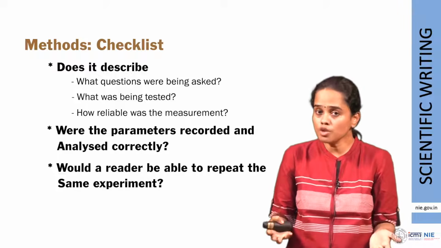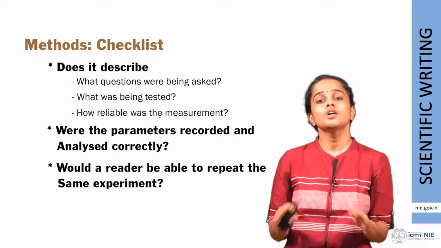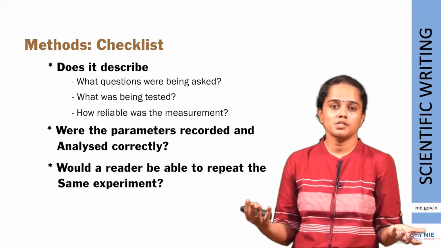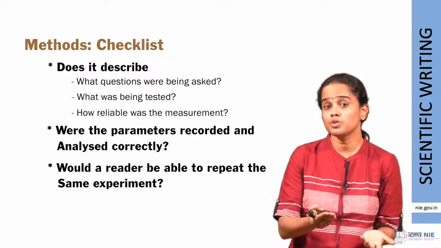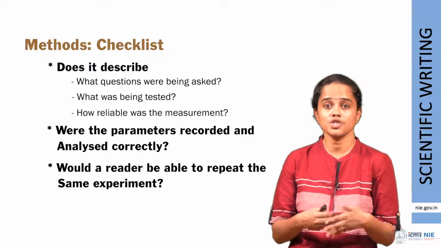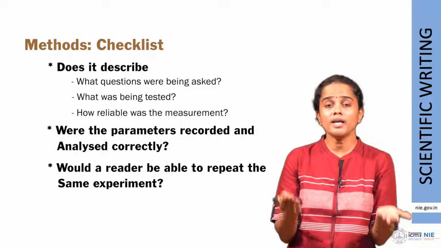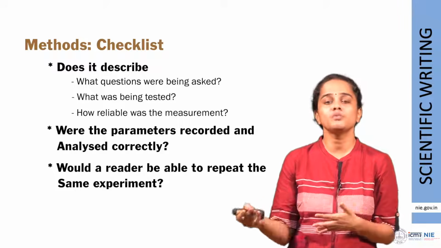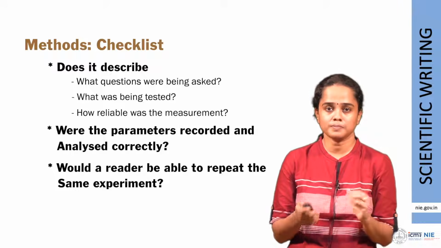Now once you read your own method section, when you've written it, you have to put yourself in a third person's place, or a good habit would be to give it to a peer researcher and ask him to comment, by reading my method section, would you be able to replicate this experiment?